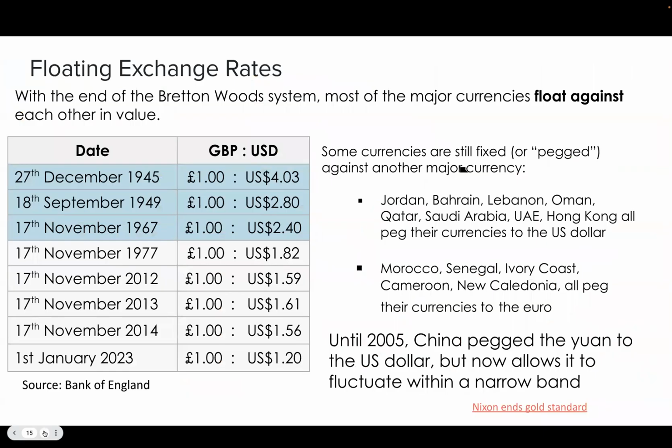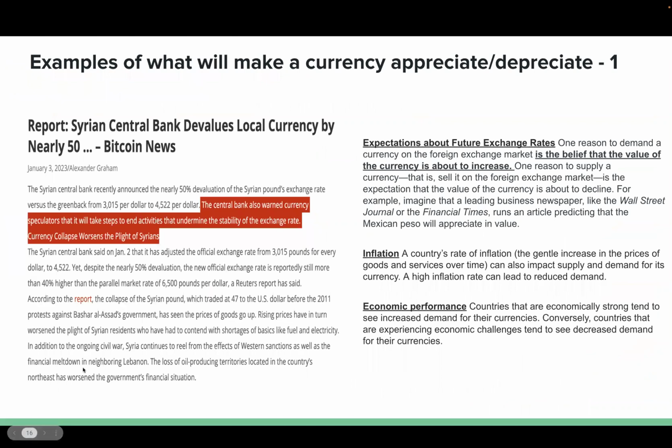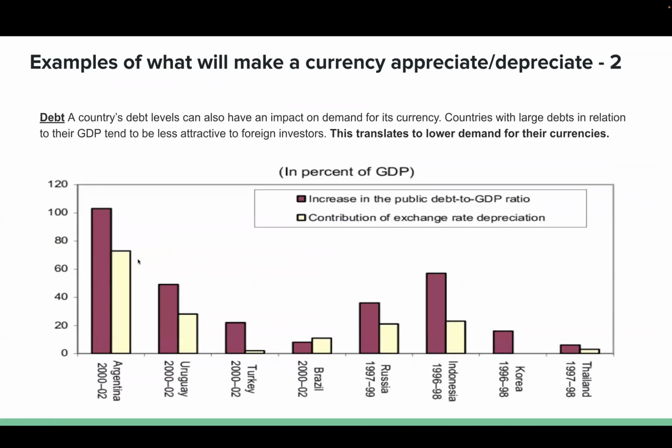So, okay, floating exchange rates. When Bretton Woods ended, most of the currencies just floated against each other, but there were some that are fixed. Some of these fixed currencies are still around. But let's talk about what makes a currency appreciate. If there's an expectation about future exchange rates, this can have an impact, just the fact that people expect something to happen. If you look at the country's debt level relative to GDP, gross domestic product, the value of all goods and services produced in a country in a year, if you increase the debt, that will cause the exchange rate to depreciate. So if we look here at Argentina and Uruguay, these countries are experiencing a lot.